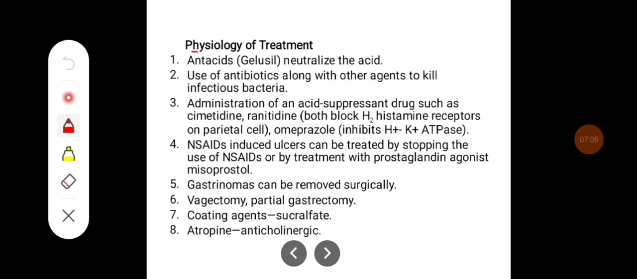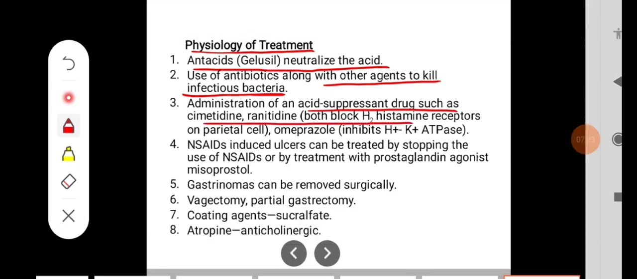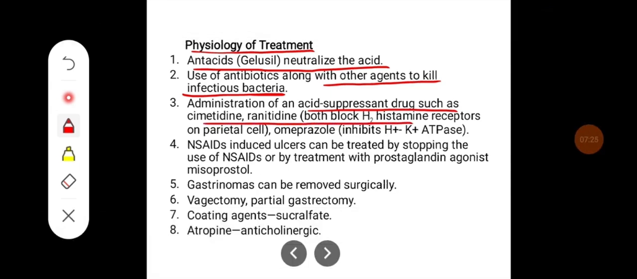Physiological treatment. Usually they are treated with antacids to neutralize the acid, and the use of antibiotics along with other agents to kill the infectious bacteria. Administration of acid suppressant drugs such as cimetidine and ranitidine, which both block histamine receptors on parietal cells, whereas omeprazole blocks the hydrogen potassium ATPase pump, also called the proton pump.